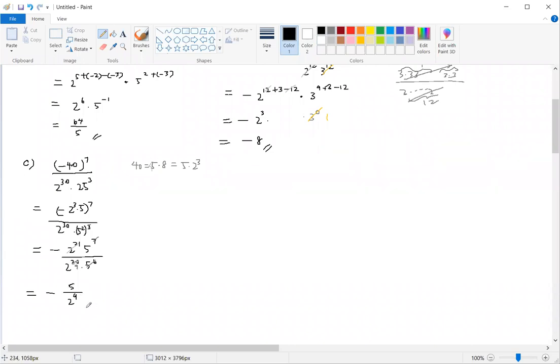And maybe you recognize 2 to the 9 is 512. Yeah, if you didn't, try to recognize them. And 5 and 512, it must be lowest terms. Okay, that's it. Write down quickly. Let's see if we have question D here.